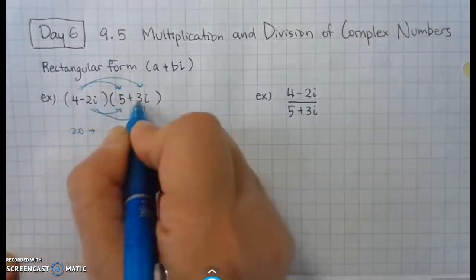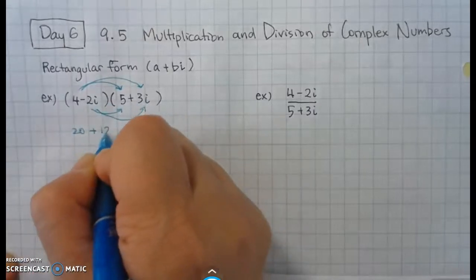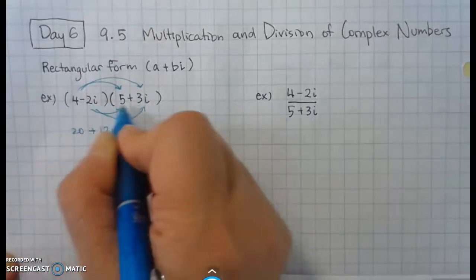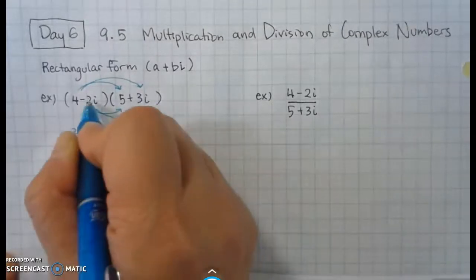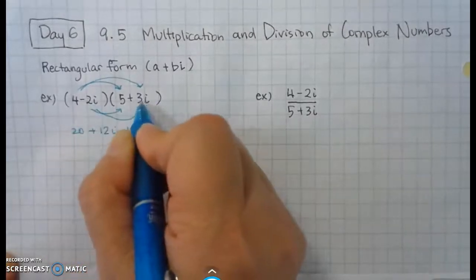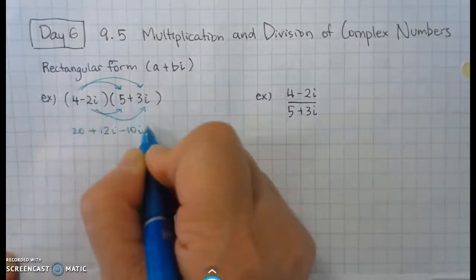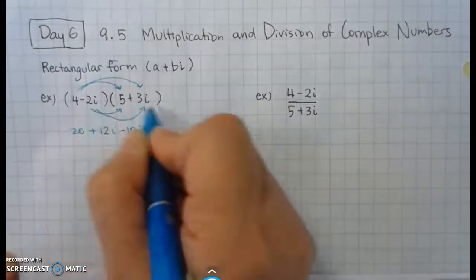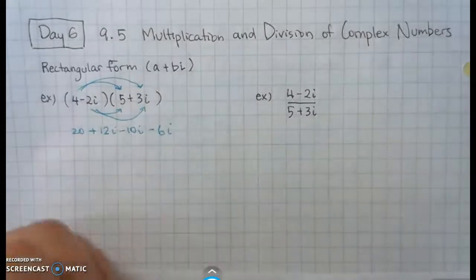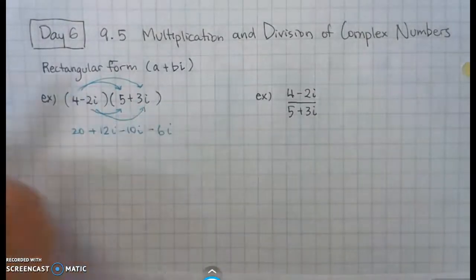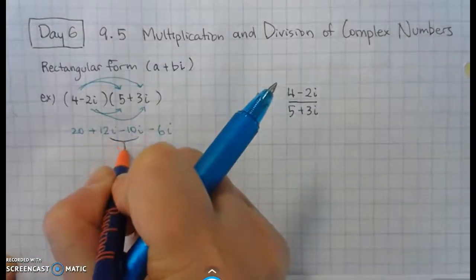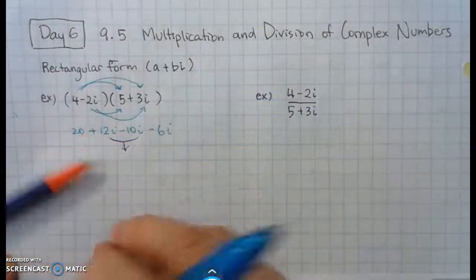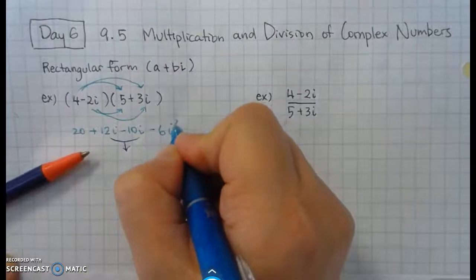And 4 times 3i is 12i. Negative 2i times 5 is negative 10i. And then negative 2i times 3i is negative 2 times 3, which is negative 6, and i times i is i squared. And from this, I can say that I have like terms that can be combined. Oops, I have to put i squared.